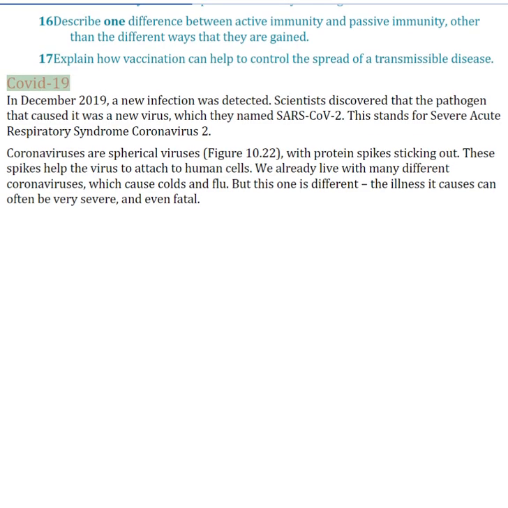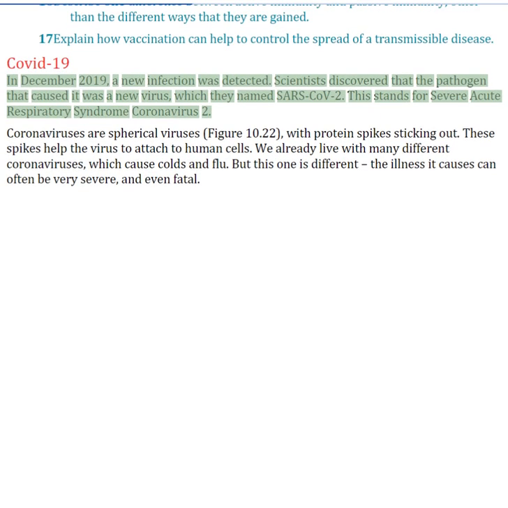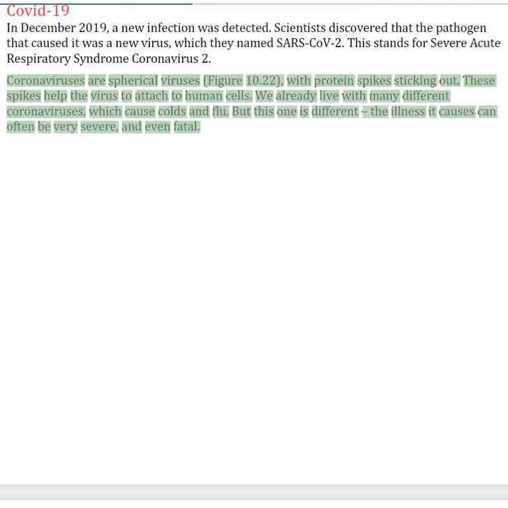COVID-19. In December 2019, a new infection was detected. Scientists discovered that the pathogen that caused it was a new virus, which they named SARS-CoV-2. This stands for Severe Acute Respiratory Syndrome, Coronavirus 2. Coronaviruses are spherical viruses, with protein spikes sticking out. These spikes help the virus to attach to human cells.